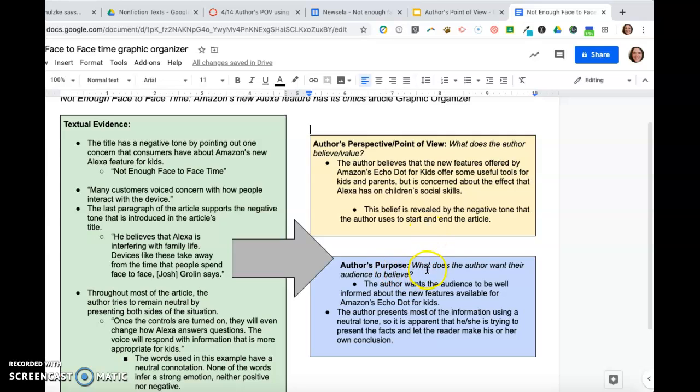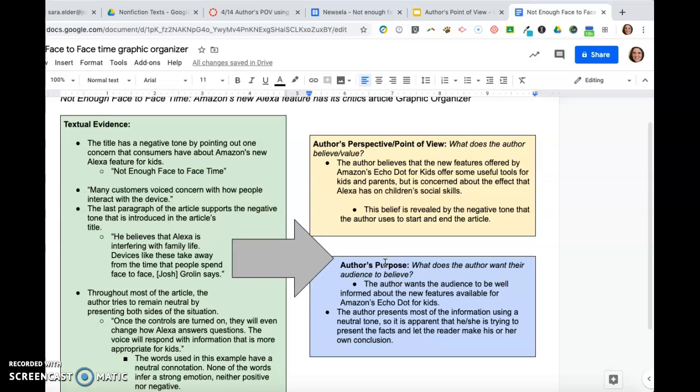And author's purpose, what does the author want their audience to believe? So the author wants the audience to be well informed about the new features available for Amazon's Echo Dot for kids. They present most of the information using a neutral tone, so it's apparent that he or she is trying to present the facts and let the reader make his or her own conclusion.